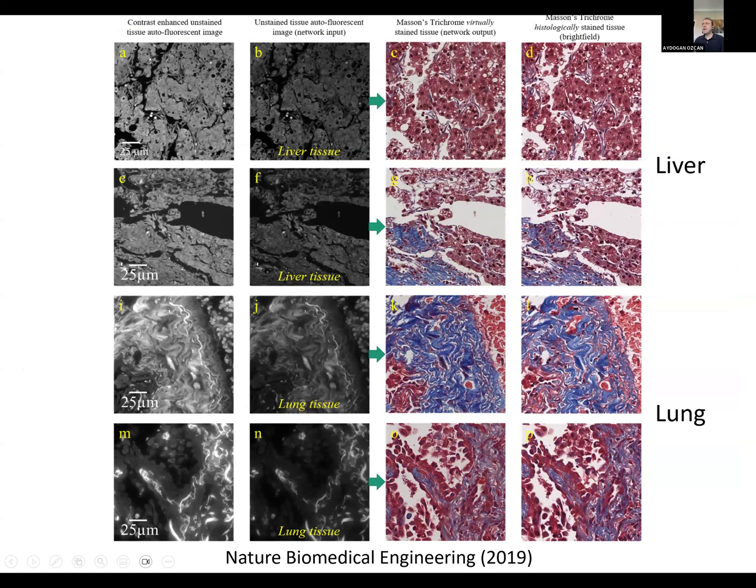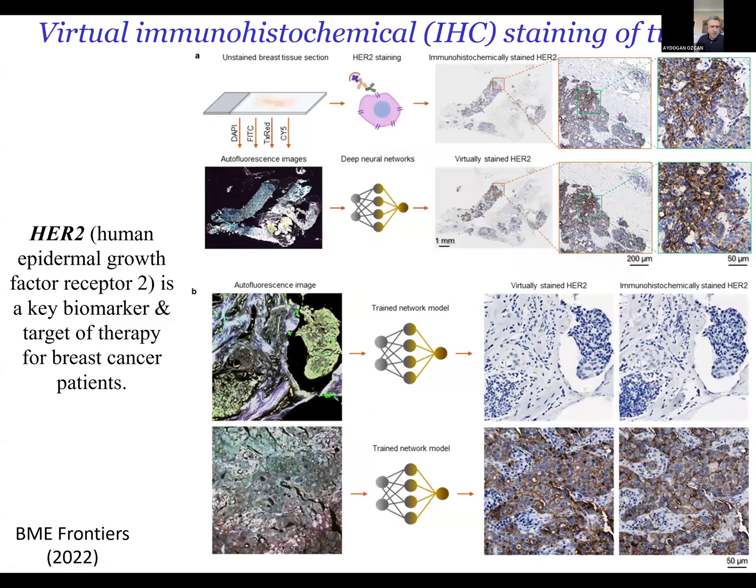Some other examples are shown here from a third type of stain, Masson's trichrome. It's also a special stain that is 10 times more expensive, and at the same time tedious to perform. You're shown here liver and lung tissue specimens, nicely matching what comes out of histology, again with label-free contrast coming from autofluorescence microscopy.